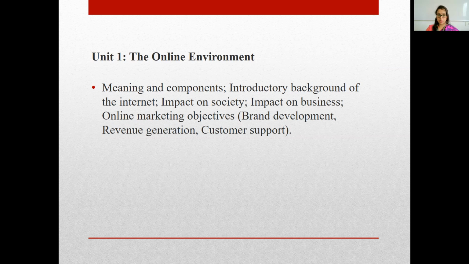Unit 1 talks about the online environment. We cannot directly come to the topic of online marketing without understanding the roots of the same. So when I talk about the online marketing, we would be very much familiar with the terms digital marketing and electronic marketing. But we have to understand from where it is coming from. Where is the evolution that actually took place? It takes us back to the evolution of the internet.